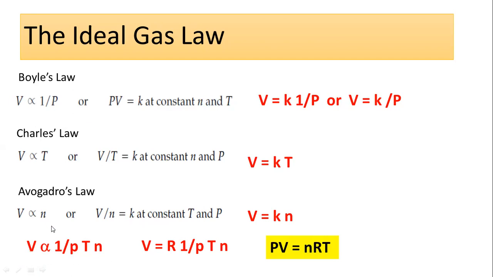That means volume is inversely proportional to the pressure in case of Boyle's law. Volume is directly proportional to the temperature in case of Charles' law, and volume is directly proportional to the number of moles in case of Avogadro's law. So actually you are joining all these laws together, and again there is a proportionality sign over here. When you remove this proportionality sign, you now have the constant on the right hand side, and this constant is called the gas constant.